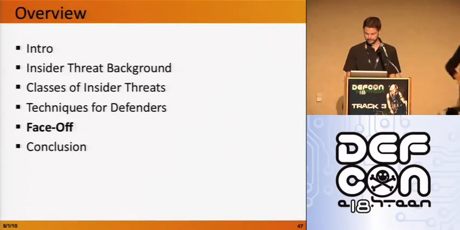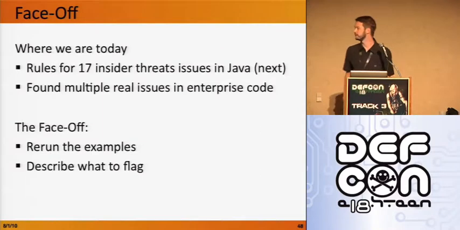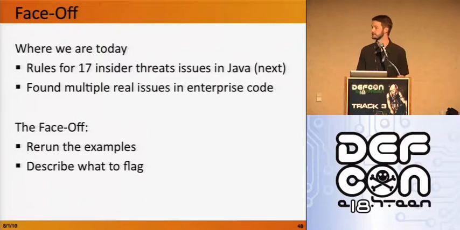The face-off. So what have we done? So where are we today? We have 17 insider threat categories and we've implemented them all for Java. In 10 minutes, we found multiple real issues in enterprise code. So we have confirmed issues that we found in enterprise code.